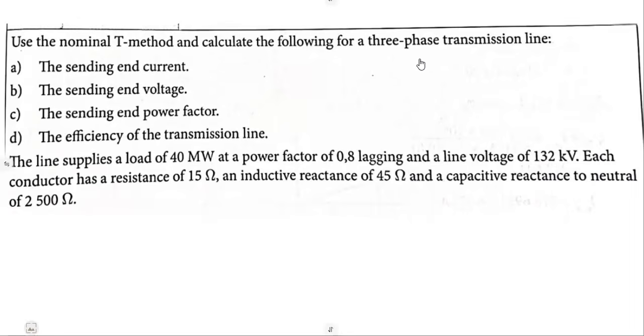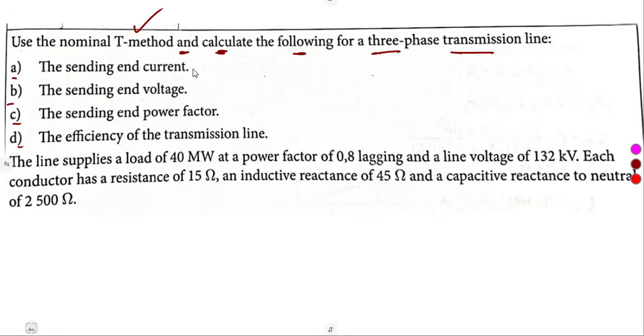So in this case, we are going to consider, as a continuation, working with an example. Remember, we managed to work with the basics, the notes that we can need as long as we are working with the nominal T method. So in this question, we are given: use the nominal T method and calculate the following for a three-phase transmission line. What we are asked here is the sending end current, the sending end voltage, the sending end power factor, and also the efficiency of the transmission line.